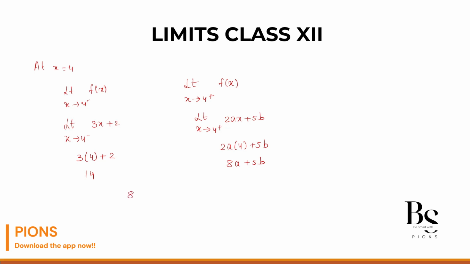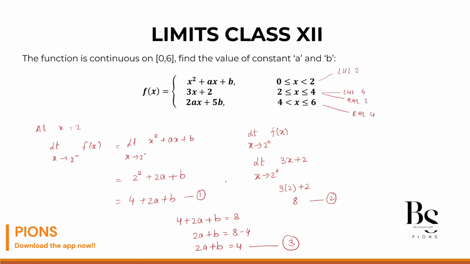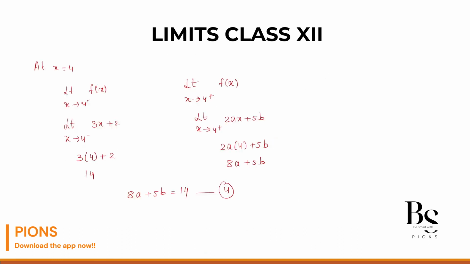Now let's equate left hand limit and right hand limit. So here it will be 8a plus 5b, and that will be equal to 14. This is our equation number 4. Let's go back to our equation number 3. Equation number 3, as we can see over here, is 2a plus b equal to 4. So let's write here 2a plus b equal to 4.